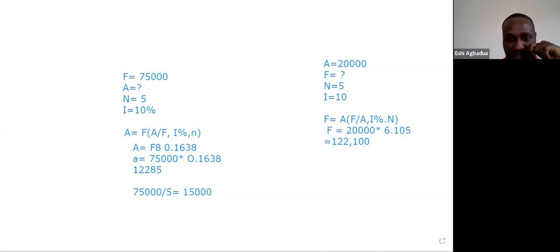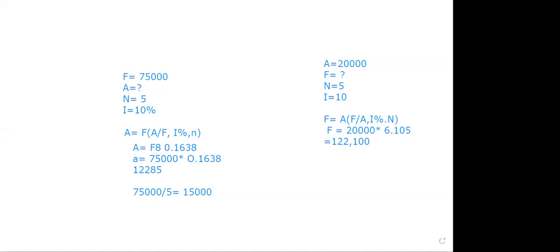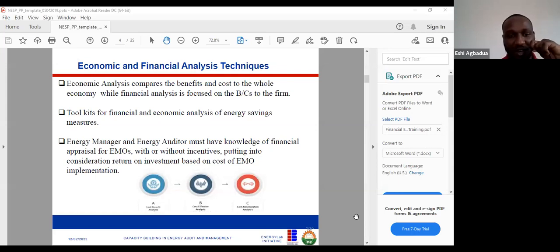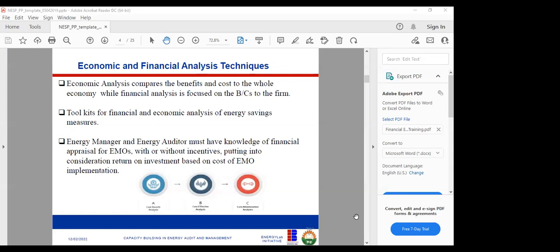Can you see my screen, please? Yes, something else is showing. Your screen was showing before. Now you've gone to another share. Okay, yes. Can you see it now? Yes. All right. This is your screen now.